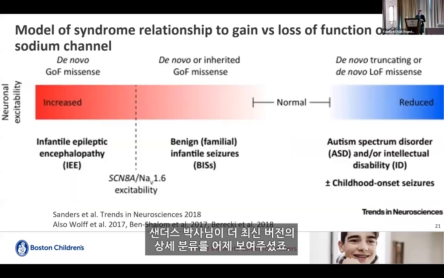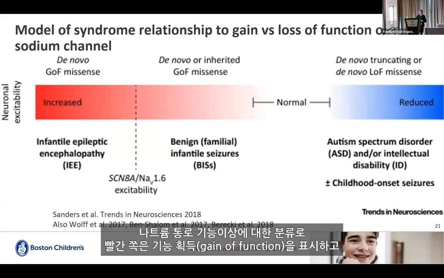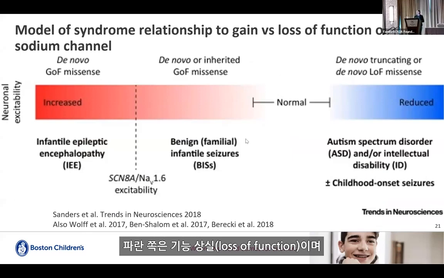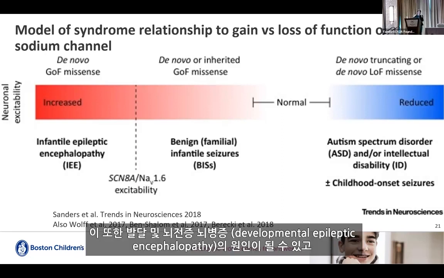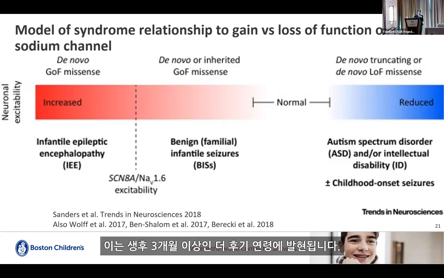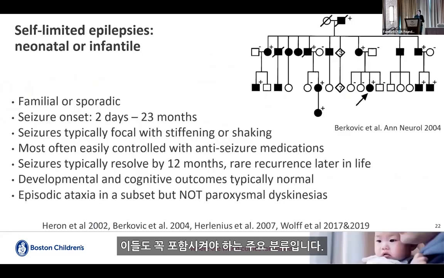Dr. Sanders has an updated version of this that you showed yesterday that shows a little bit more. This shows the spectrum of the gain of function towards the red side, the loss of function towards the blue side, normal in between. But there is actually this other category of the mixed effect on the channel, which can cause a developmental and epileptic encephalopathy with a little later onset after 3 months of age. So that's an important group to include in here as well.